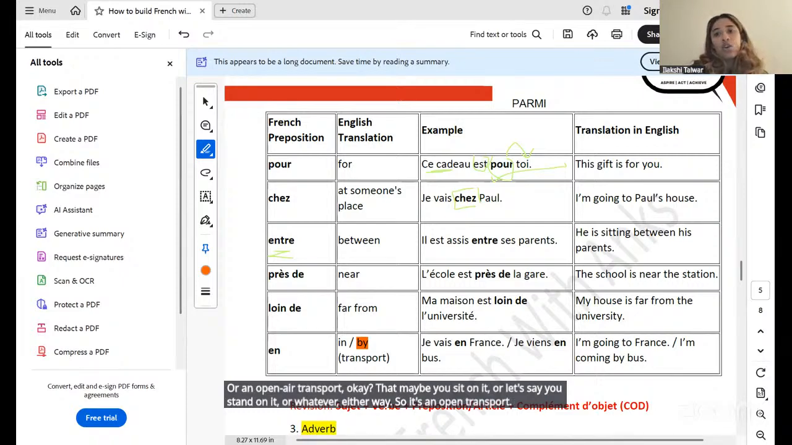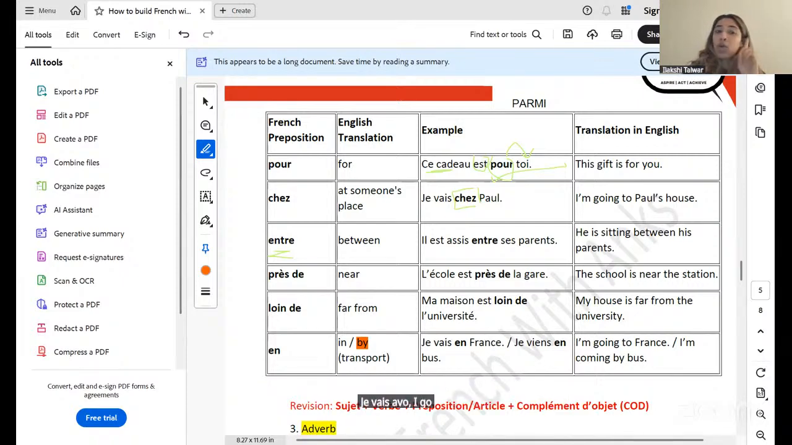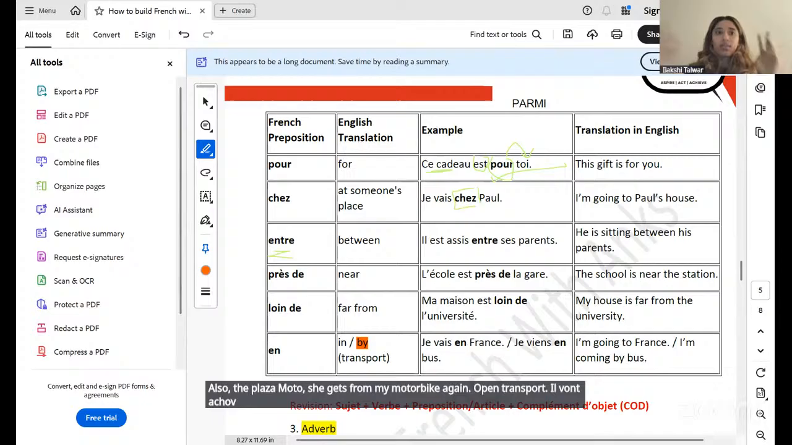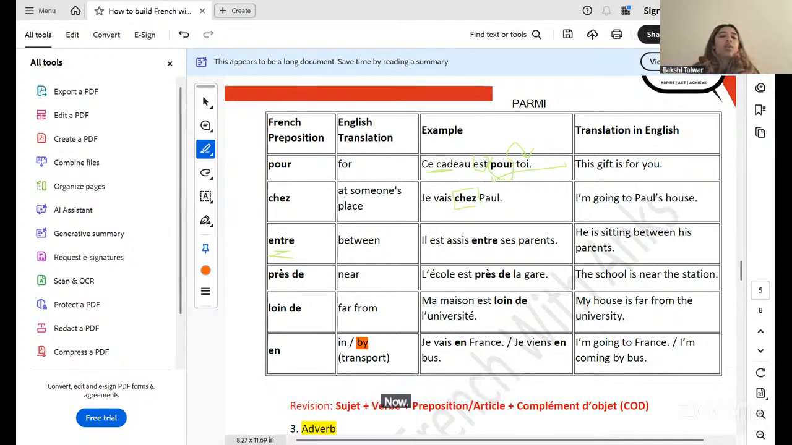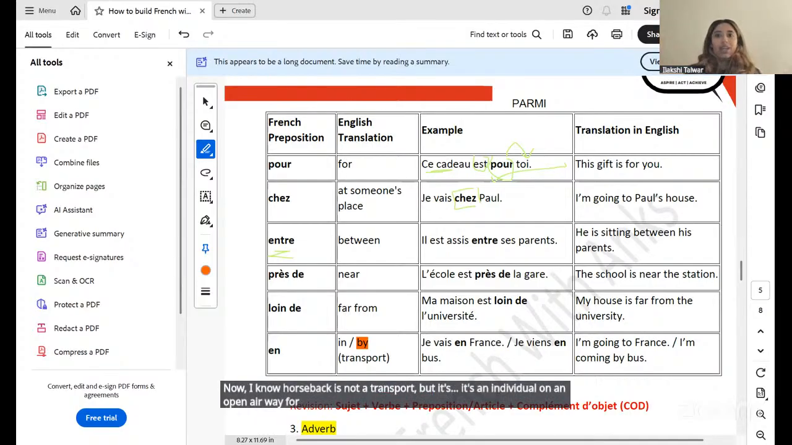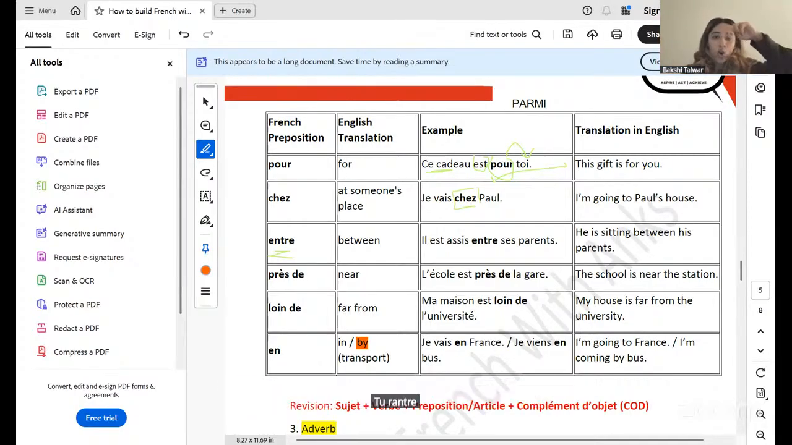Je vais à vélo, I go by bike. Now bike, again, open transport. Elle se déplace à moto, she gets around by motorbike, again, open transport. Ils vont à cheval, again. Now I know horseback is not a transport, but it's an individual or an open air way for you to commute. Tu rentres à pied, go by foot.